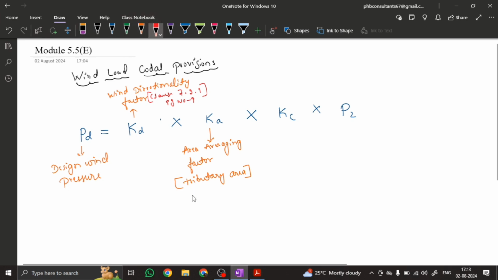Now this is present in clause 7.2.2, table 4 we are using. Okay.